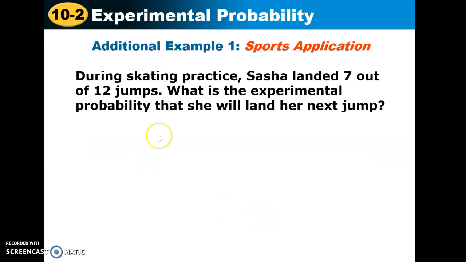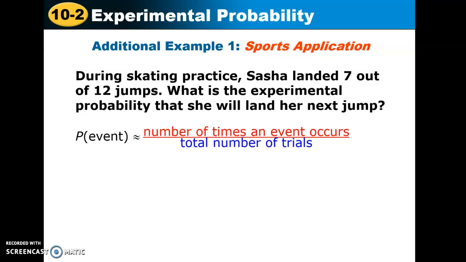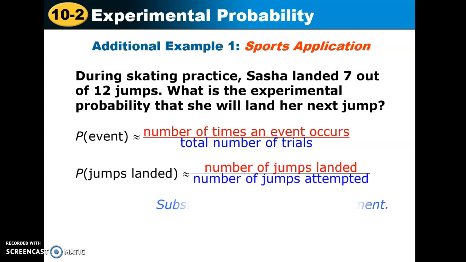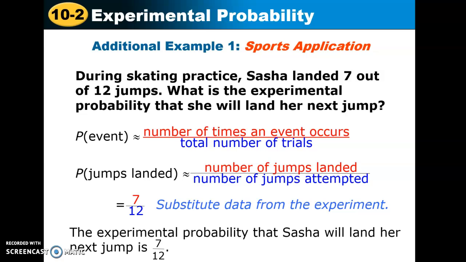So we're going to take a look at our first example. During skating practice, Sasha landed 7 out of 12 jumps. What is the experimental probability that she will land her next jump? We're going to take the number of times something occurred over the number of trials. Landing her jump was the event that occurred, and she did 12 jumps. So we're going to simply put 7 over 12. The experimental probability that Sasha will land her next jump is 7/12.